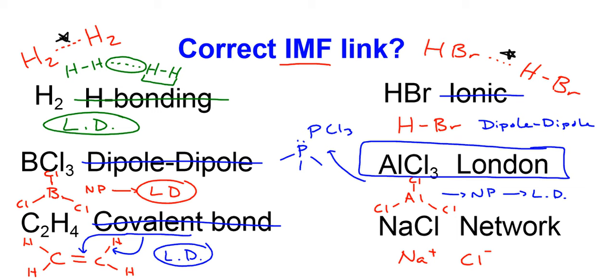And then lastly, network. Network solid usually refers to a repetitive structure involving usually silicon or carbon. This is not. This is clearly ionic, so that one's not going to work. So there you go, matching the correct IMF with the formula.